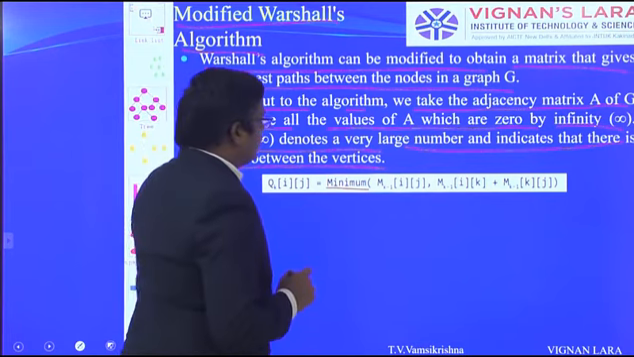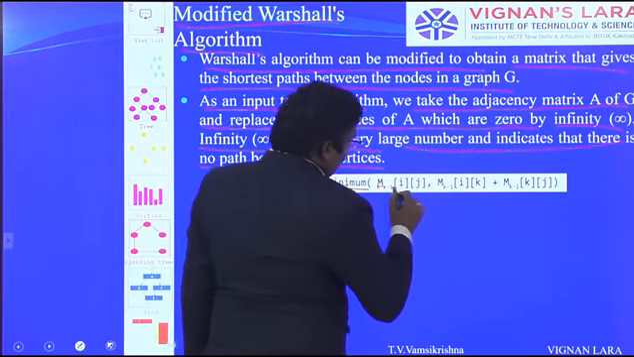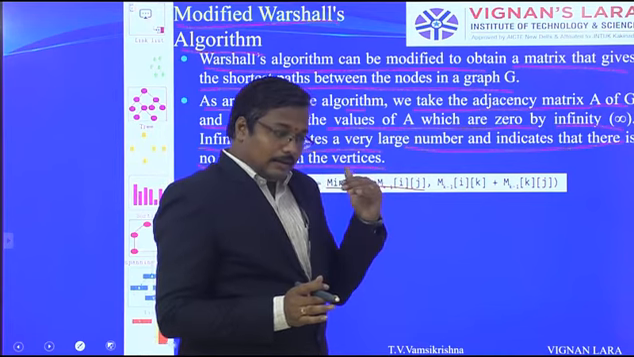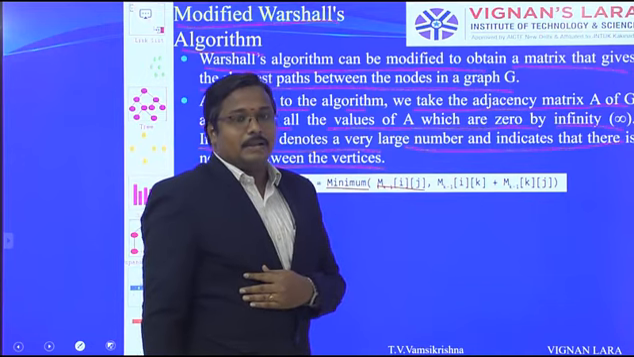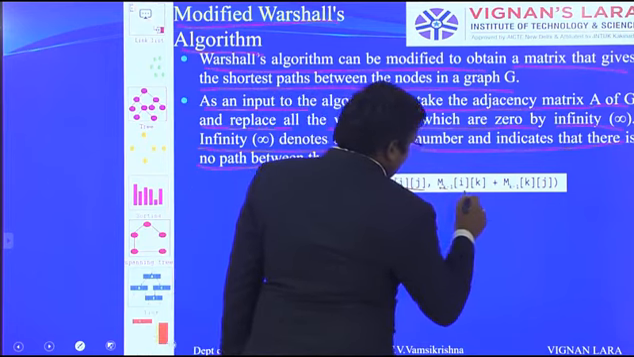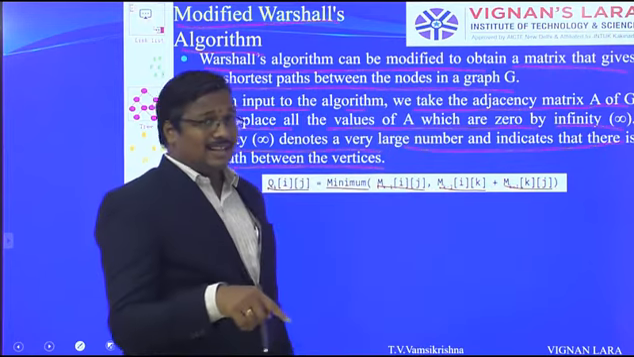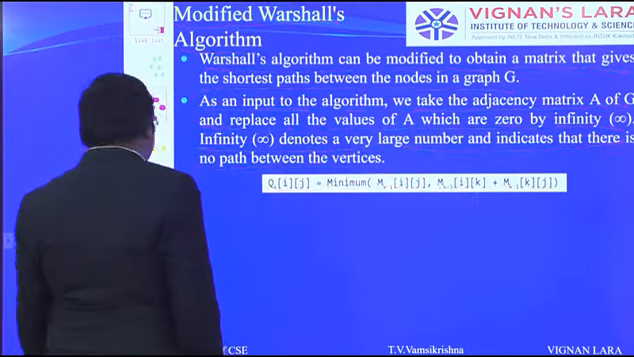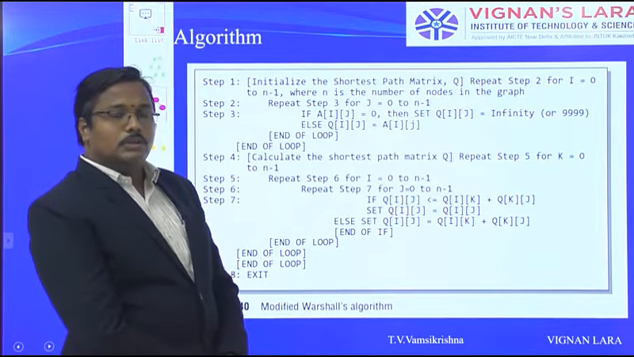So this is the formula. Qk of ij is equal to minimum of Mk minus 1 of ij, comma, Mk minus 1 of ik plus Mk minus 1 of kj. M is one kind of matrix. In the previous problem we took P, the path matrix, but this time we are taking M. Here k is the via vertex, or intermediate vertex. This is the algorithm we are following in today's problem.